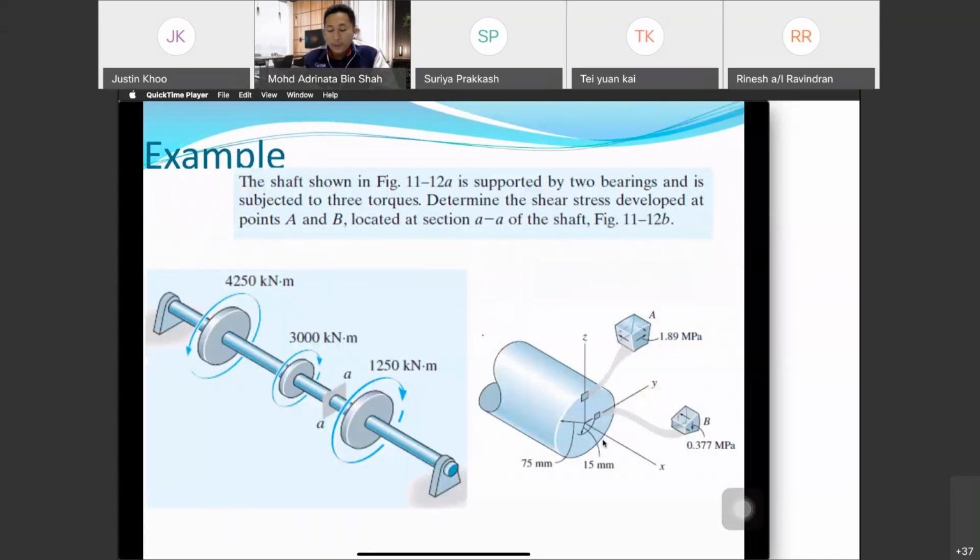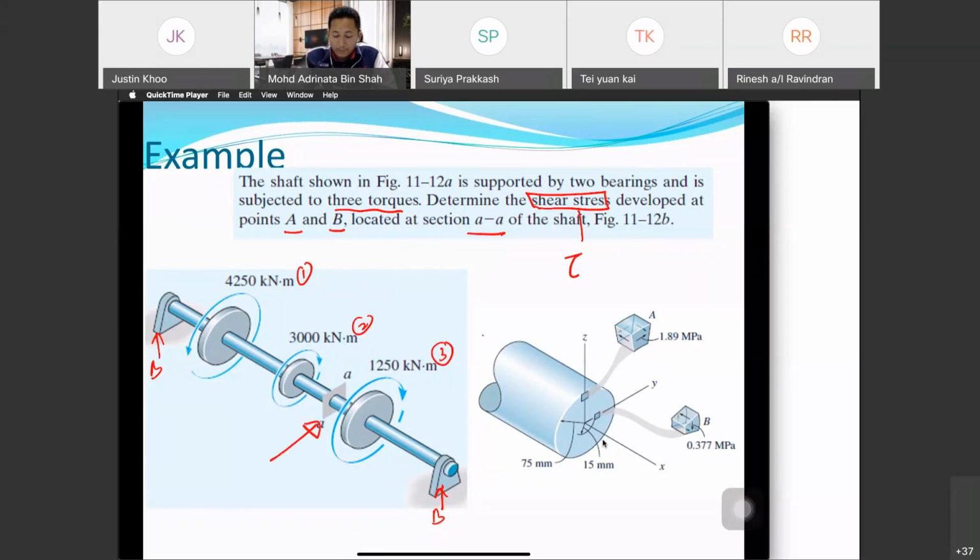Okay, we will look for the example. Okay, so now we are given the shaft rotating. Okay, the shaft shown in figure below, supported by two bearings. This is actually the bearings, supported by two bearing, and is subjected to three torques. So three torques, 1, 2, and 3. Determine the shear stress developed at points A and B located at section AA.